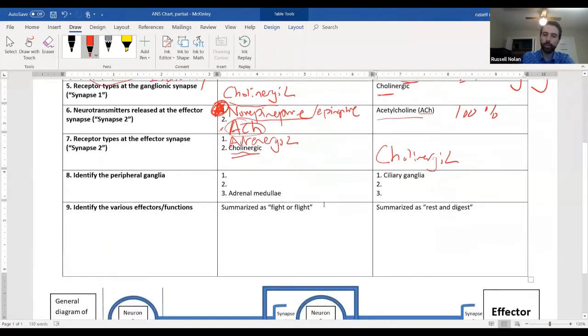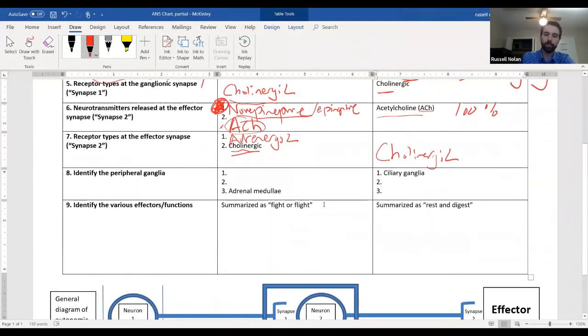Then we can come down here into row number 8, identify the peripheral ganglia. Sympathetic has a very consistent order. It goes 1 to 2, and then 2 to 3. I don't want you to go into as much detail as your book goes into about all of the individual pathways, but I do want you to know the 3 train stops of the sympathetic. The first one is the sympathetic chain, or your book uses trunk ganglia. Remember, a ganglion is a group of neuron cell bodies in the peripheral nervous system. 2 are called collateral ganglia. And then 3 would be the adrenal medulla, or medullae, which are located on top of each kidney.